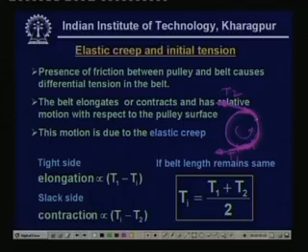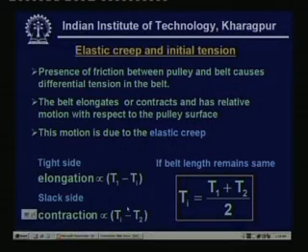One thing I did not mention: when it is leaving here, the velocity is not V1, it is a lower velocity, say something like V2. So this velocity is lower than the velocity at this one. This relative motion of the belt is caused by the creep, what we are considering as the elastic creep.